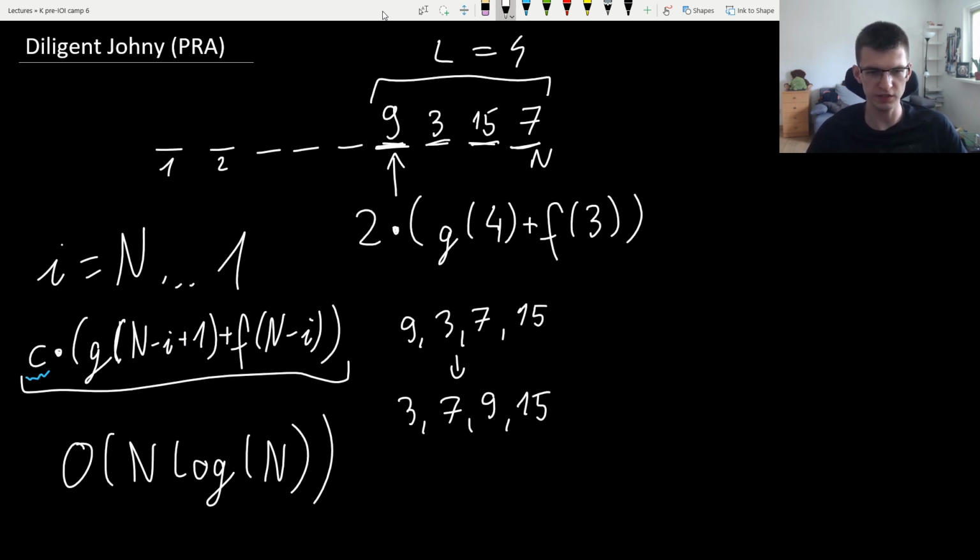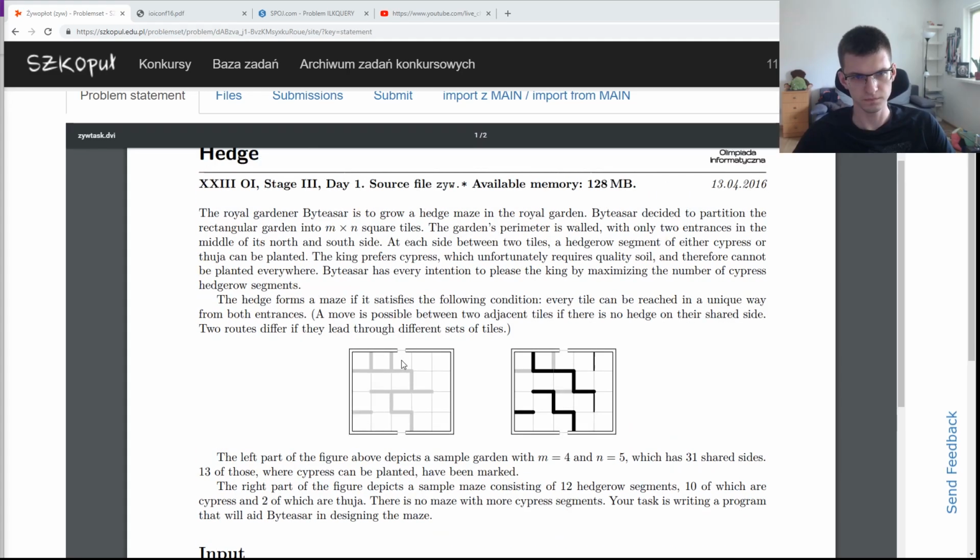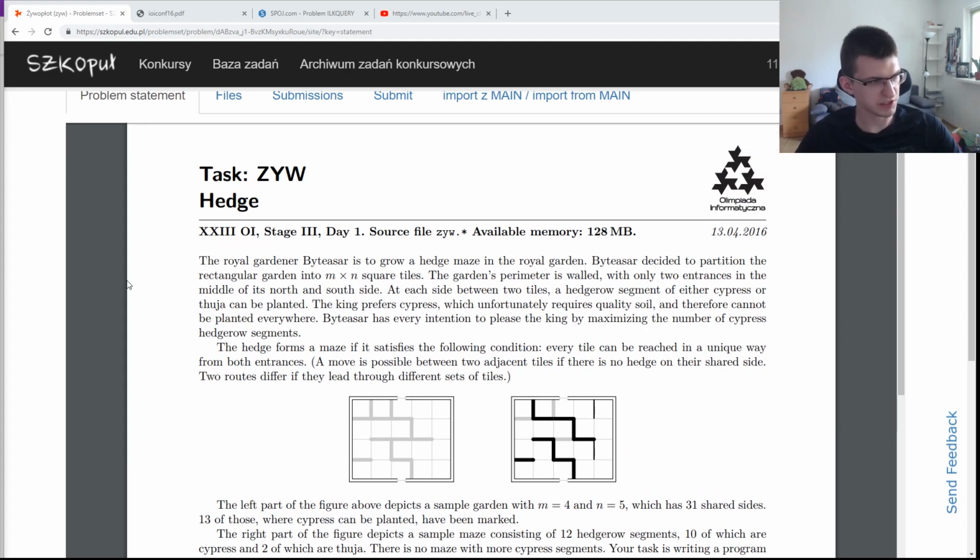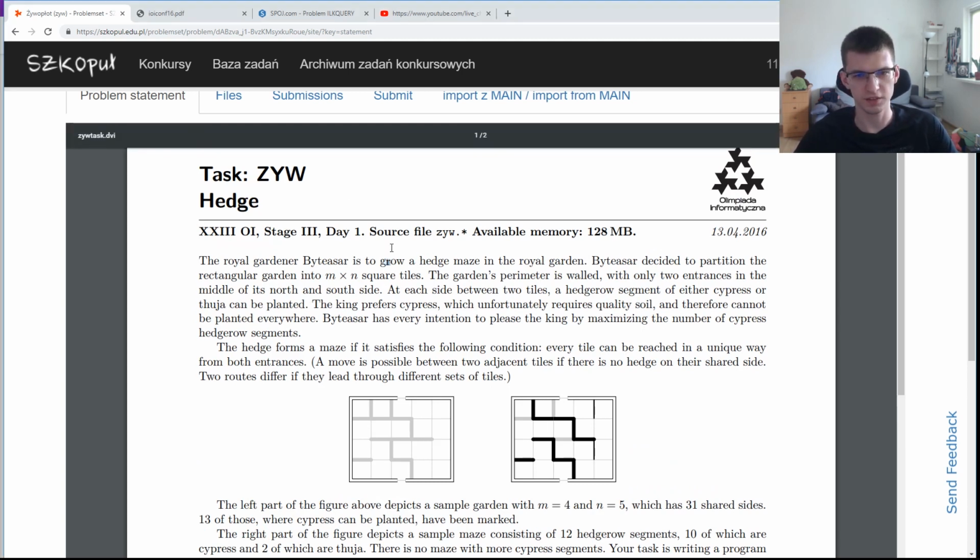First you do that linearly, then you go through elements and use this formula on the left, where c is the number of smaller elements. The last problem was about some grid or maze, and I think you will be surprised by how easy this problem is.